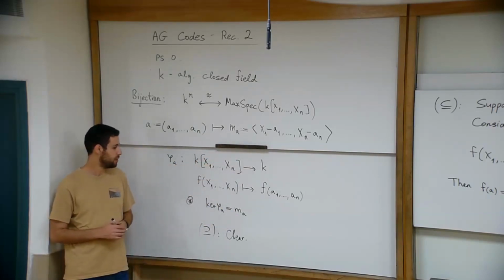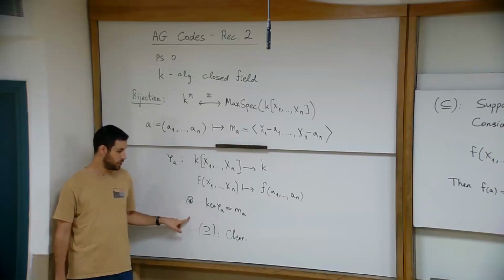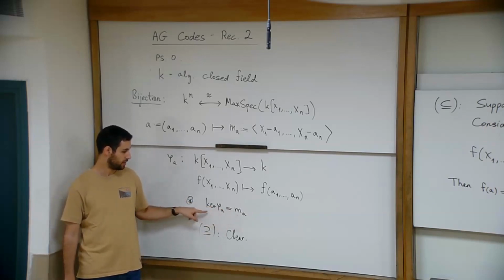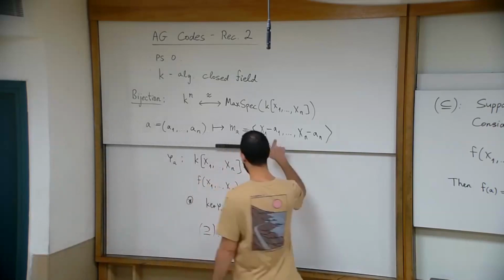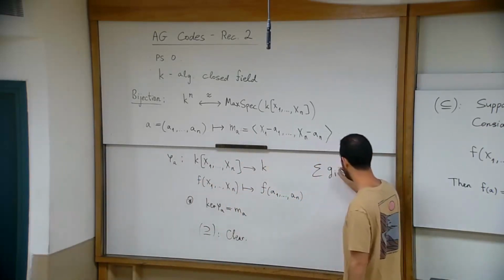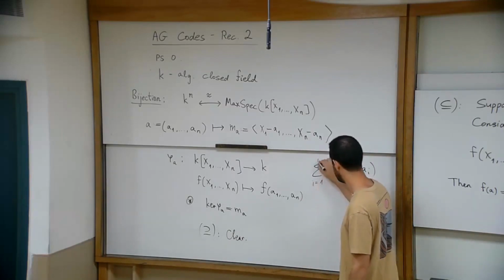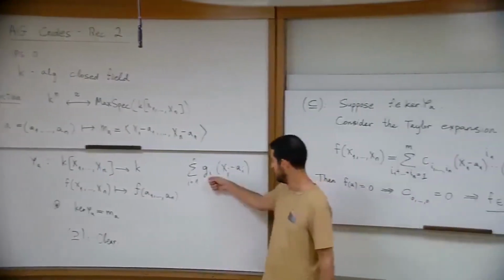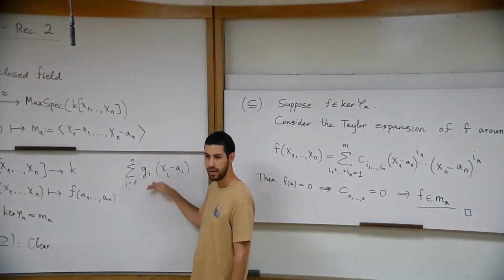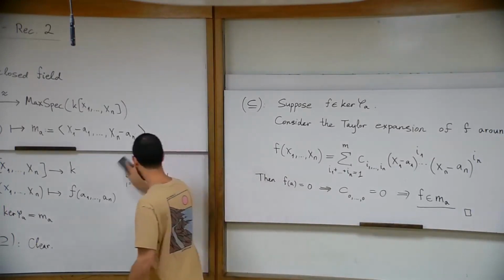So I want to say a bit more about why this is true. One of the inclusions is trivial. Which one? This one, that M_A is contained in the kernel, right? Since every element in M_A is just a sum of some polynomial times (xi minus ai), where i runs from 1 to n. And it's easy to see then that once we substitute the point A, everything vanishes. So this is clear.